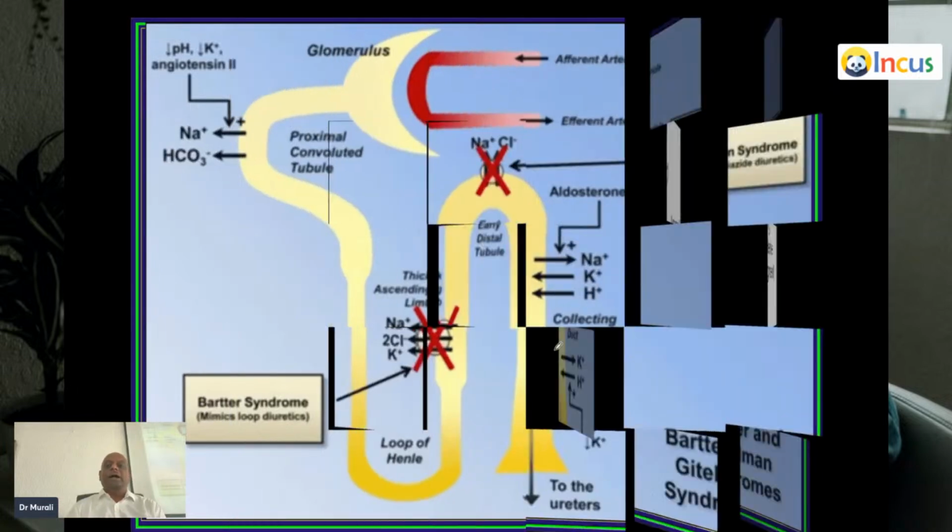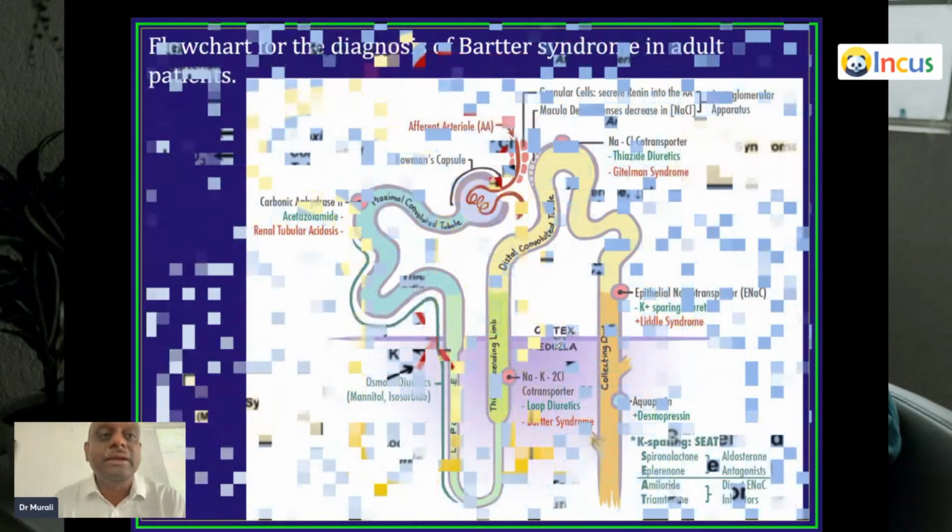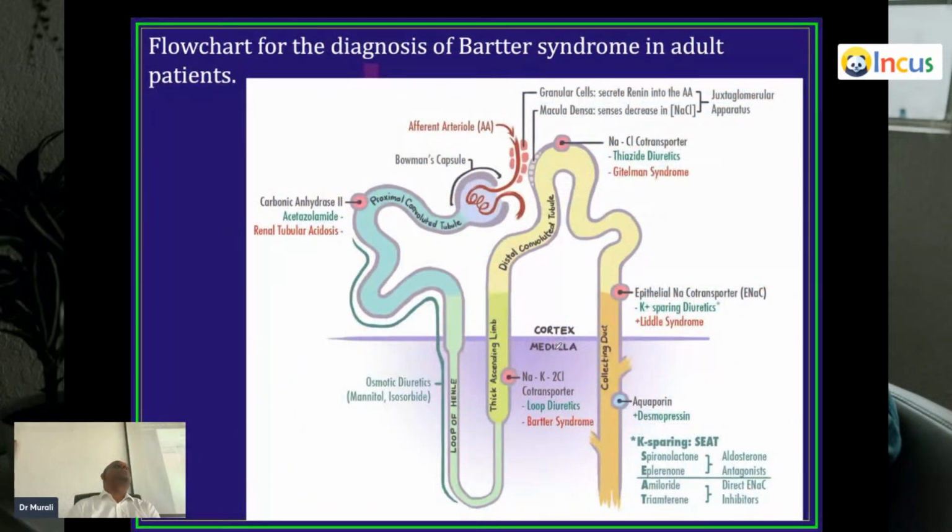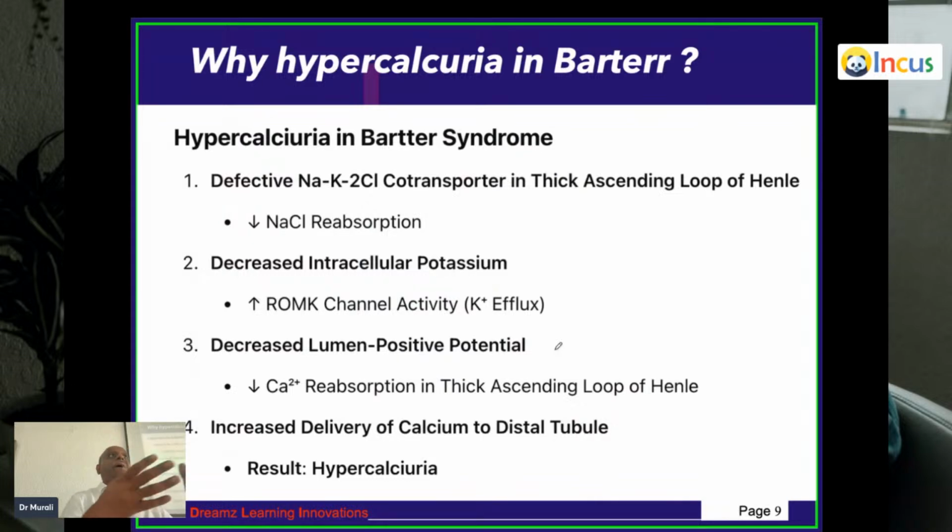Now let us talk about hypokalemia in Bartter. That is easy to understand, because Bartter is inhibiting the sodium potassium 2 chloride channel. So potassium is lost into urine. There is a kaliuresis. Hence there is a development of hypokalemia. Clear? Right? So why hypercalciuria in Bartter?